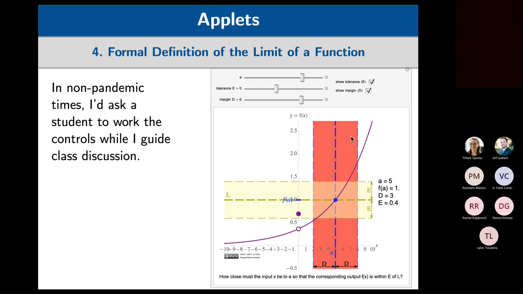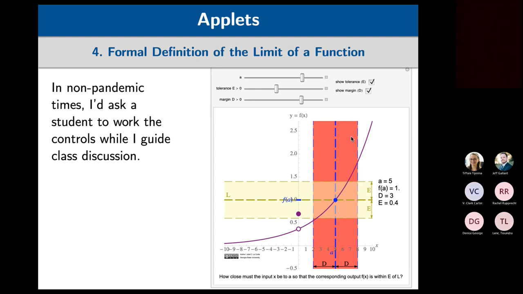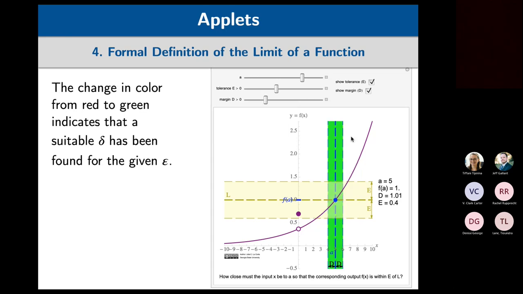When I wrote this applet, I imagined having a student working the controls while I'm guiding the discussion in the class, and we're asking the student to do what's needed as we get there in the discussion. I didn't feel that was safe during the worst of the pandemic, so I played that role of running the controls.